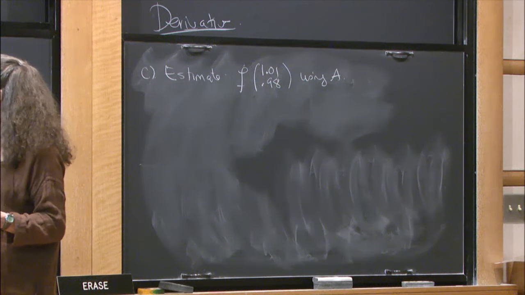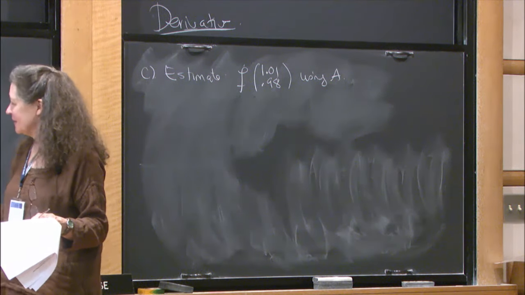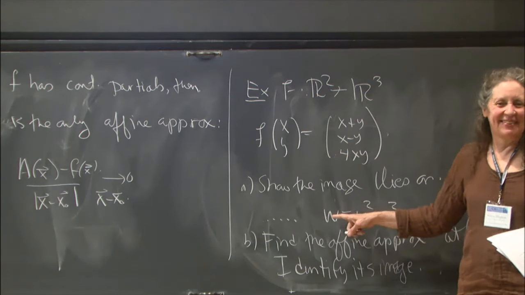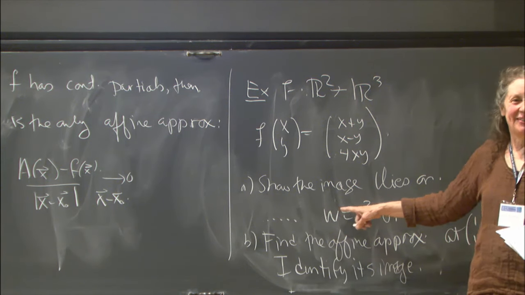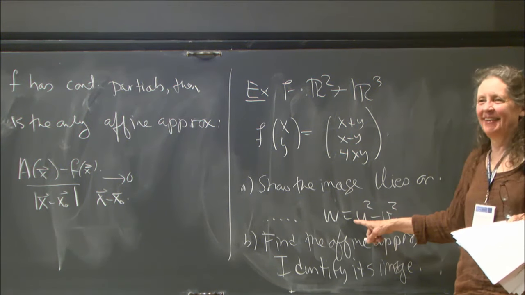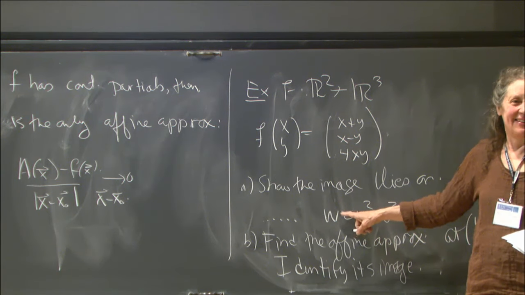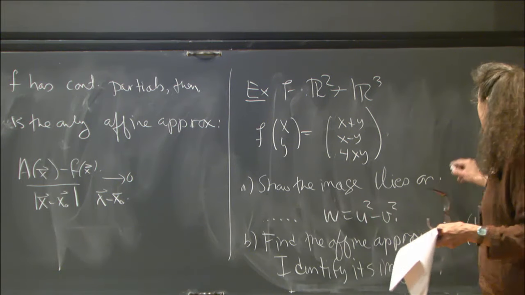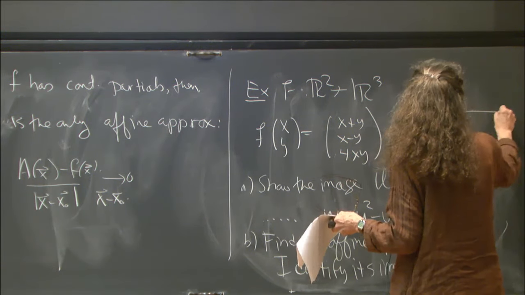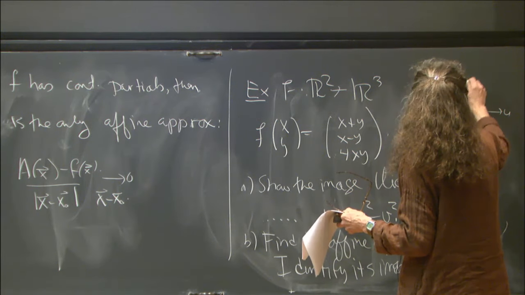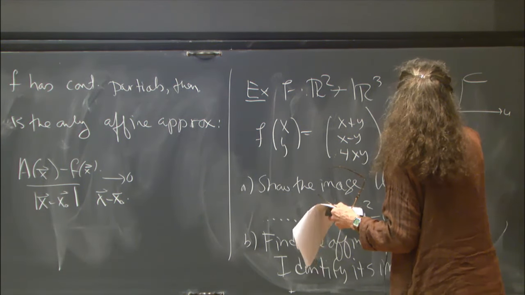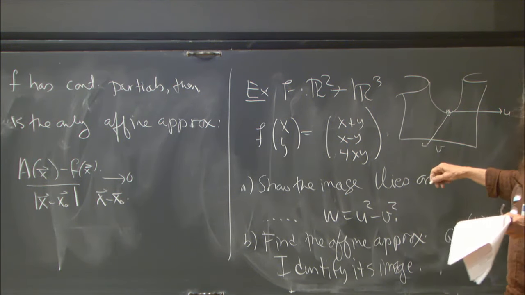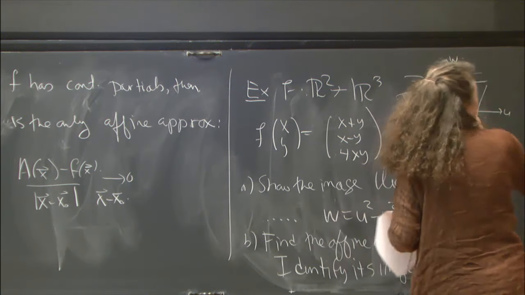This is a function from R2 to R3. By the way, what is this thing? This is another quadratic surface, but it's the one that doesn't have any symmetry. Who knows what this is? Anybody know? It's a saddle surface, right? This is the only one that doesn't have any symmetry. If this is u and this is v, it looks like this, right? It goes up in the u direction and down in the v direction, right? And this is w.